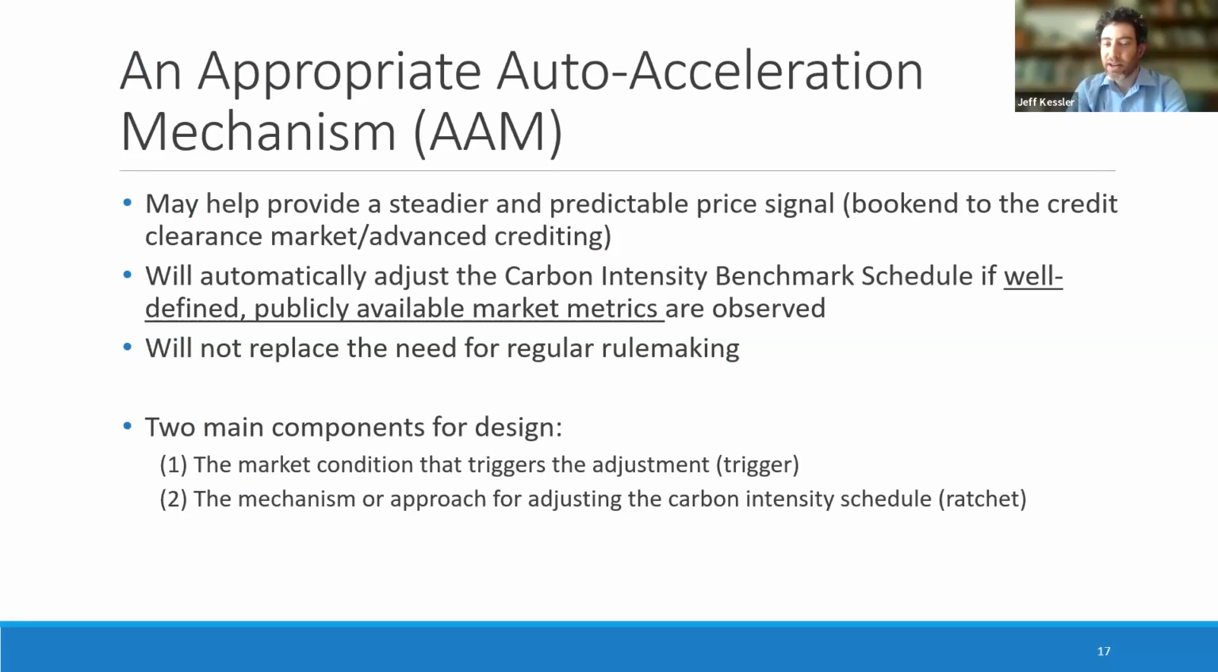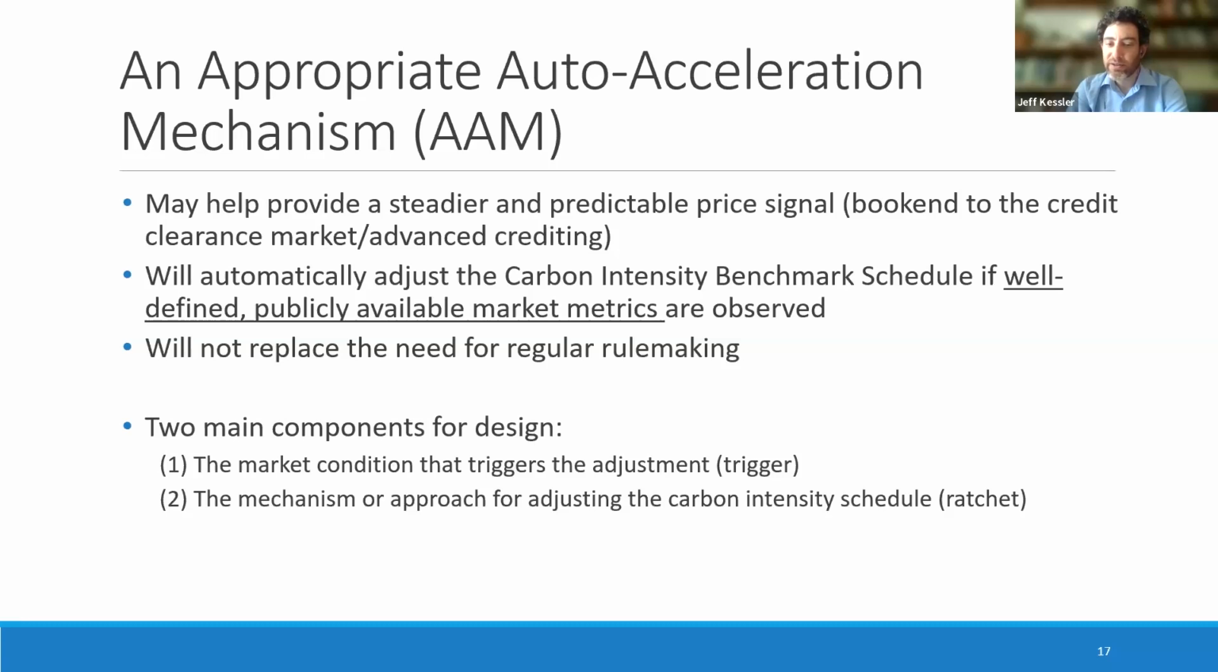Appropriate mechanism designs should make use of publicly available and readily tracked data so that there are no surprises as to when a mechanism is likely to trigger. Furthermore, the size of the CI adjustment should be well understood and easy for regulated parties to anticipate. If adopted, an auto acceleration mechanism can serve to help shore up the LCFS credit market in between rulemakings.